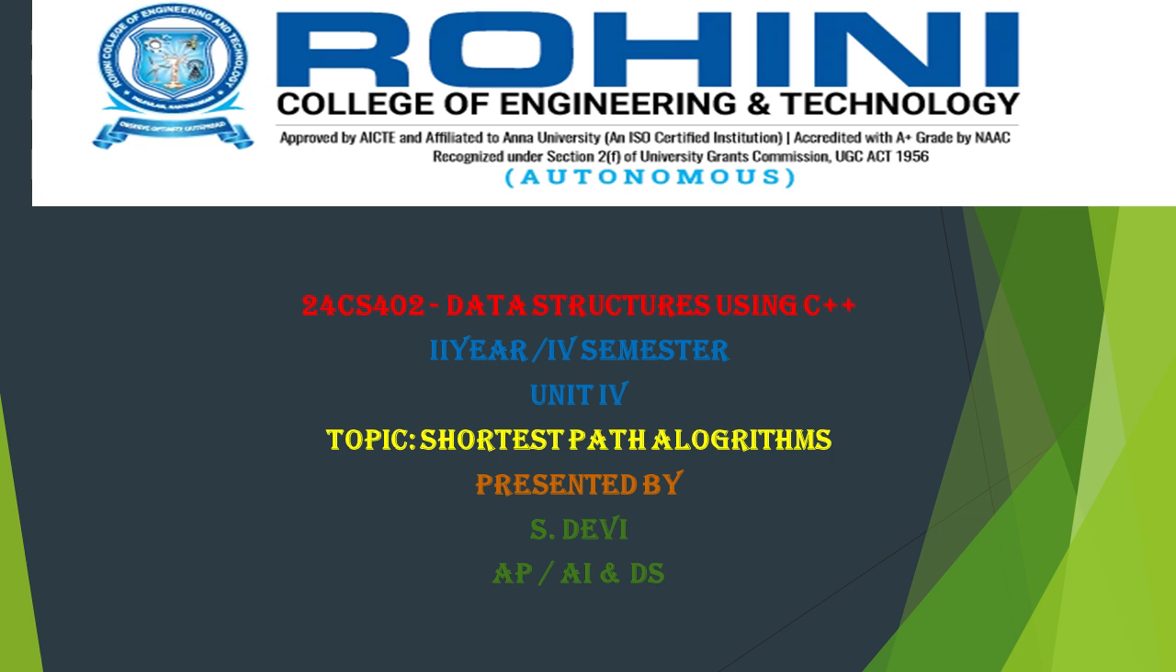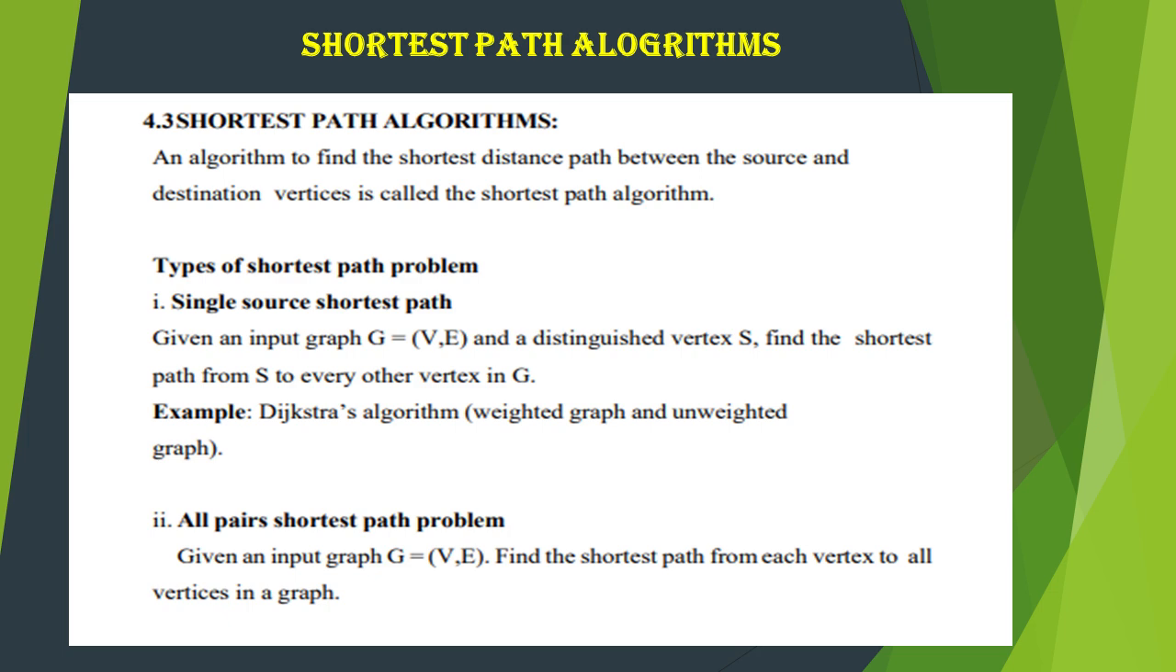I am going to teach the subject Data Structures using C++. Today we are going to discuss the topic Shortest Path Algorithm. An algorithm to find the shortest distance path between the source and the destination vertex is called the shortest path algorithm. There are various types of shortest path algorithm: single source shortest path and all pair shortest path algorithm.